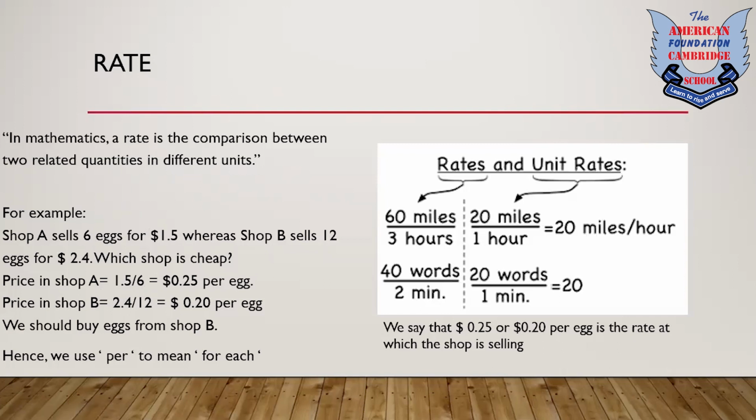We'll do the same for shop B. When we get our answers, which are 0.25 and 0.2, we can clearly see that shop B is more reasonable and cheaper. Here we use per to mean for each. This shows that we have calculated the price per egg, that means for each egg, that means one. Moving on.